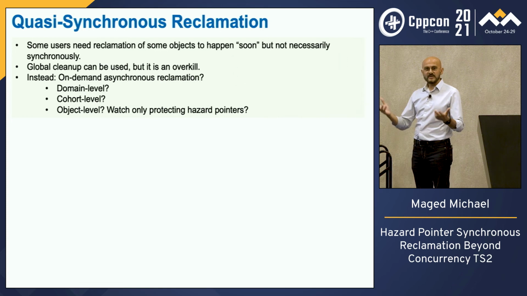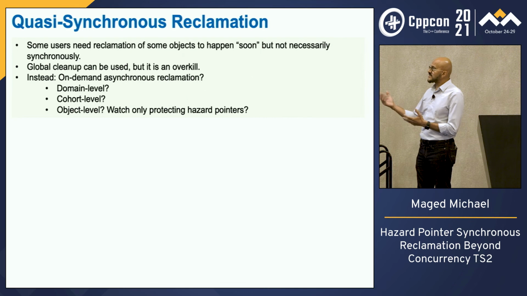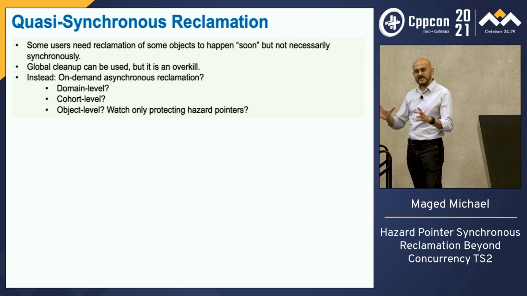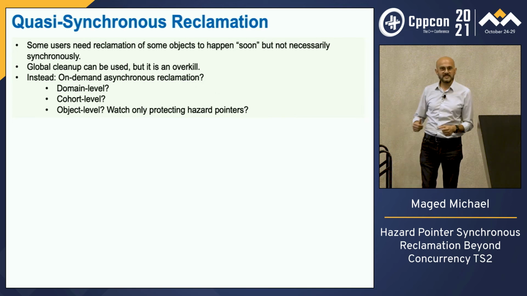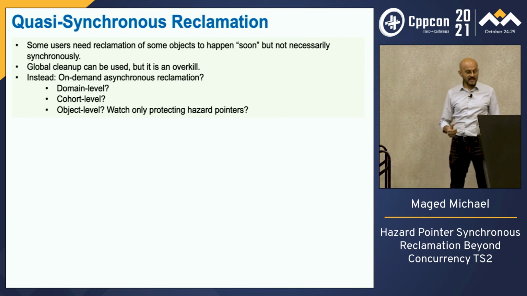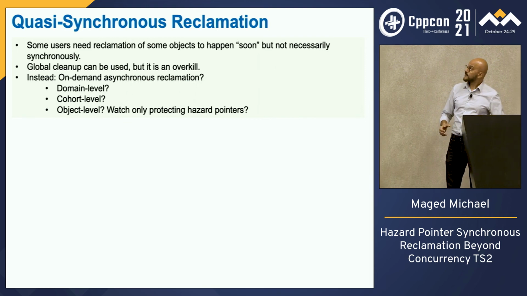Then they invoke global cleanup. In this case, actually, we don't really need the semantics of global cleanup or synchronous reclamation. We could potentially just provide them on-demand asynchronous reclamation. Just go ahead and do asynchronous reclamation, even if it is not efficient in an amortized way. And there are a few options there that we're considering if the need arises.